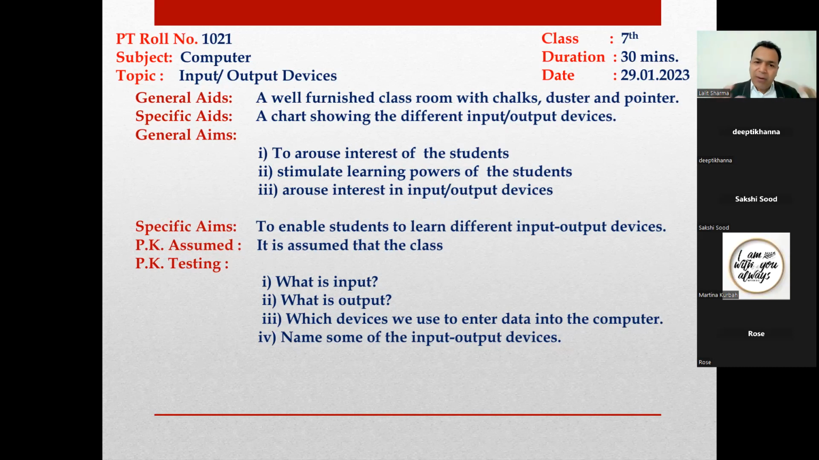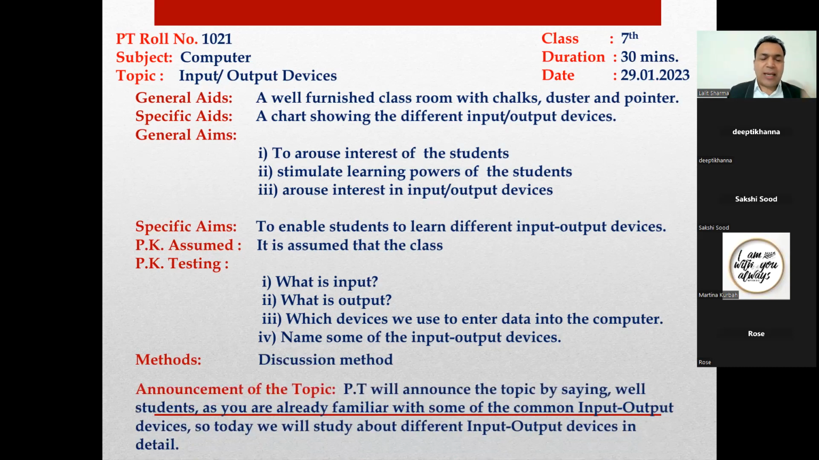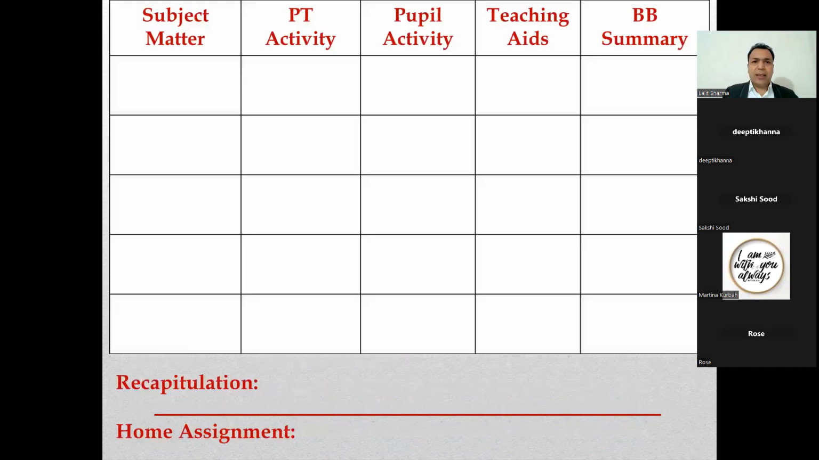If they have given you 4 answers, 3 answers, 2 answers, then you have to announce the discussion method and then announce the topic. Well, students, you are aware of this topic. Today, I will discuss the input output topic in detail. After that, these are the 4 or 5 columns: subject matter, PT activity, pupil activity, teaching aids, BB summary. First you can write subject matter. Under this, you have to write about input output devices.